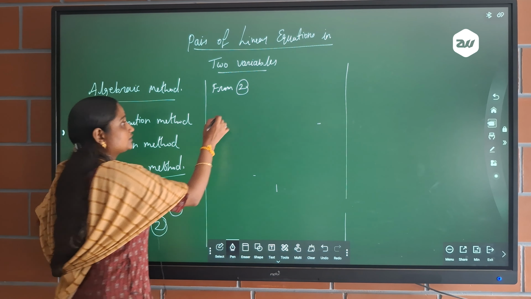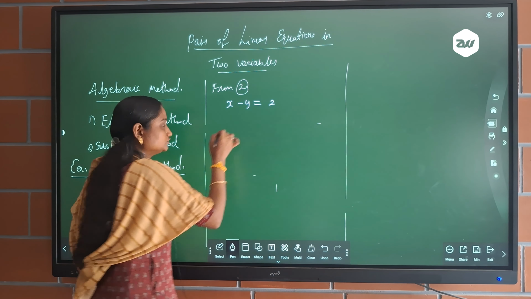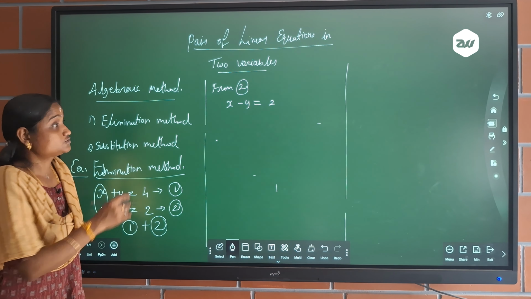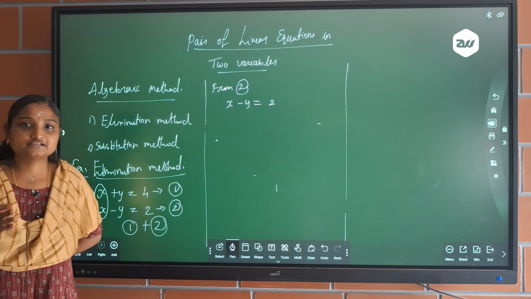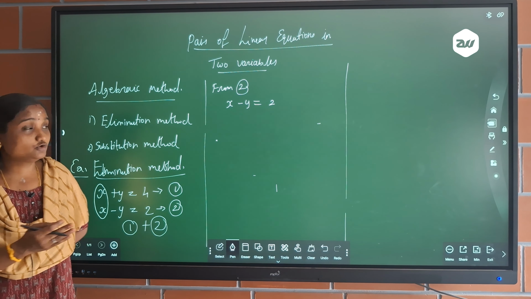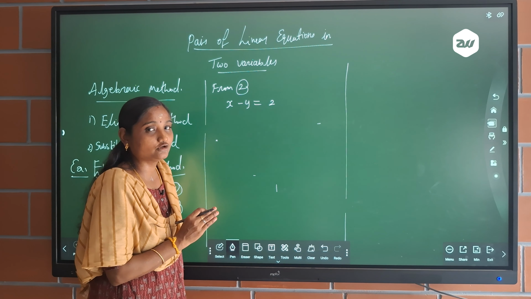So the second equation is what? x minus y is equal to 2. This is our second equation. In the second equation we want to find the value of x or y. I am going to find the value of x.